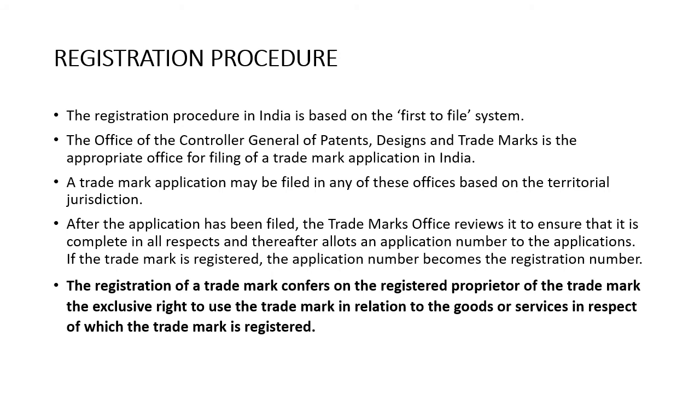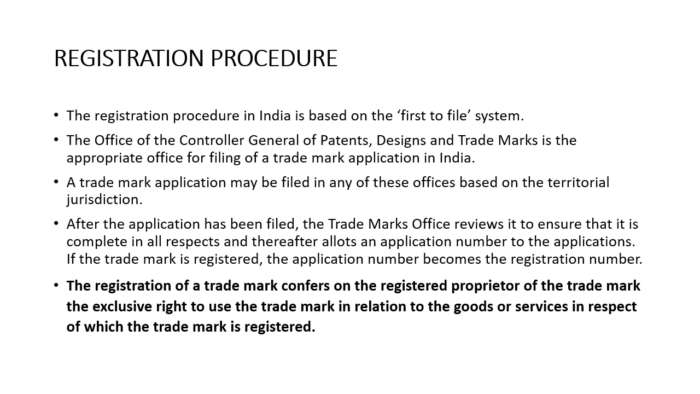Now let's look at the registration procedures of a trademark. The registration procedure in India is based on the first to file system. First to file system means whoever initially submits the application for the particular trademark will get access to that trademark. It is therefore important that the rights holders apply for the registration of marks as soon as possible. If both of the companies have the same type of trademark, then whoever files the application first will gain access to that particular trademark.